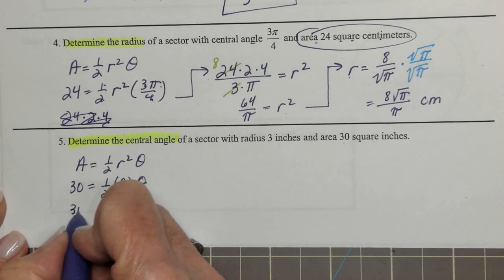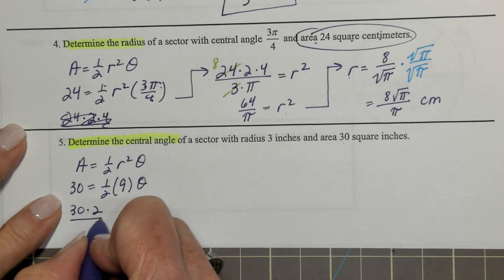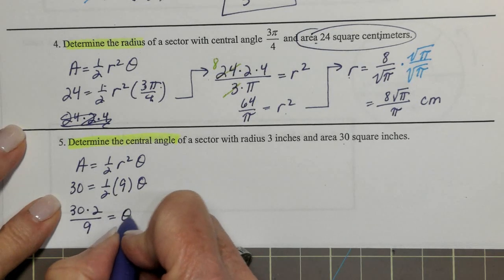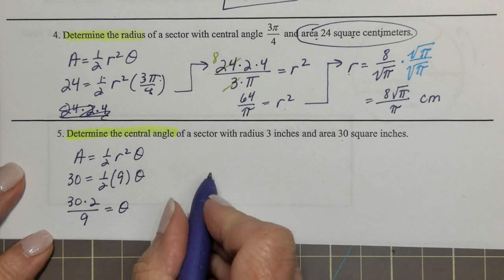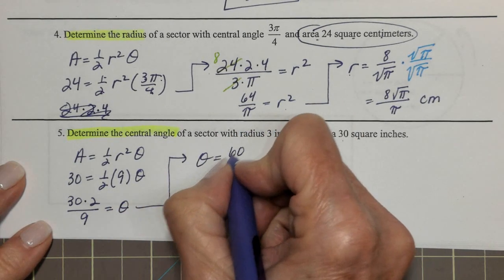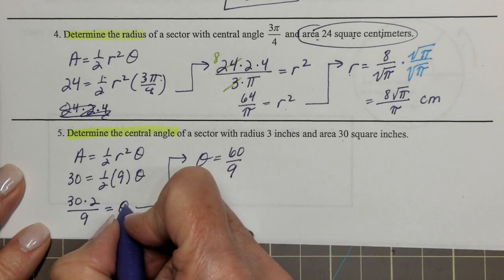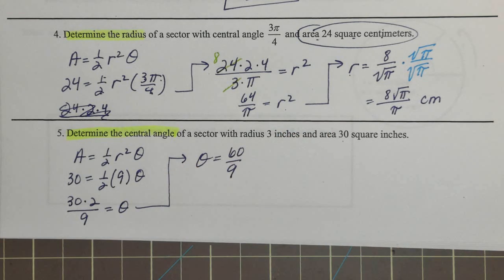I'm going to take that 30, I'm multiplying by the 2, I'm dividing by the 9, and that will be theta. So theta is 60 over 9. Oh, I forgot my one. 60 over 9. Yes?